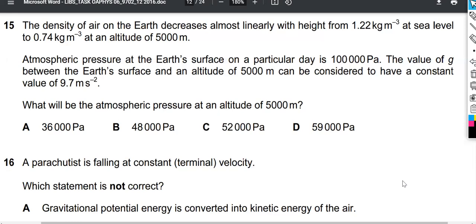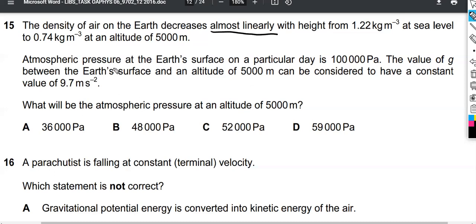And so this question reads, the density of air on the Earth decreases almost linearly with height, from 1.22 kilograms per cubic meter at sea level to 0.74 kilograms per cubic meter at an altitude of 5,000 meters. So that kind of makes sense that the air is more dense down at sea level, and then it decreases as you go up. It says almost linearly, which I think is important. It is important in this calculation.